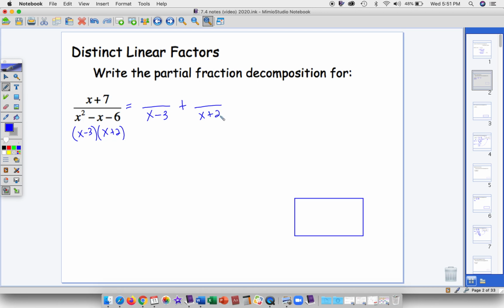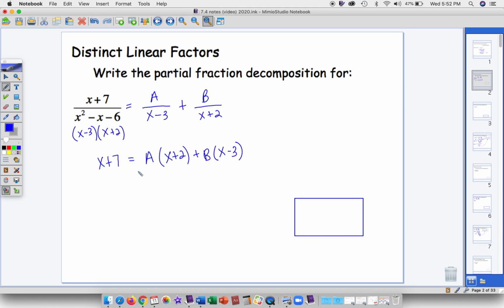Now, in my numerator, I always put an expression that is 1 degree less than the denominator. So since this is first degree, 1 degree less would be a constant, which I'm going to call a. Same thing here, I need a constant, which I'll call b. My next step is to multiply through by the common denominator. So on the left side of my equation, I'm left with x plus 7. On the right, the a gets multiplied by the x plus 2. And the b gets multiplied by the x minus 3.